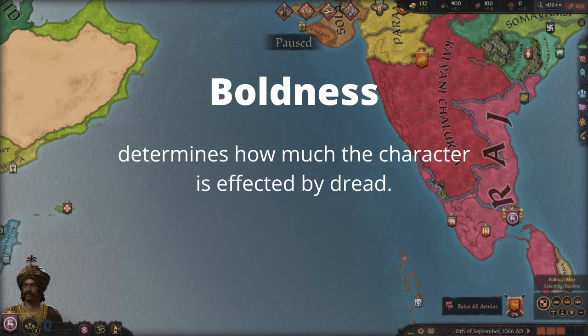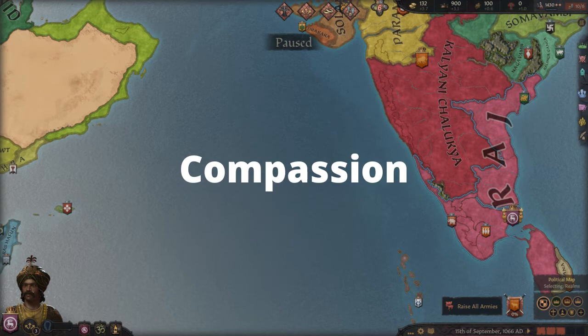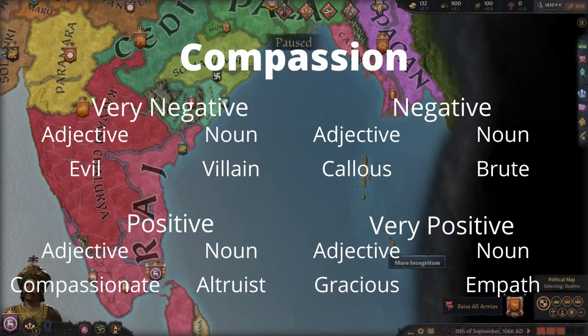The next personality attribute is compassion. So here you've got the very negative side, an evil villain. The negative is callous brute. On the positive side, you've got compassionate altruist. And on the very positive side, you have a gracious empath.